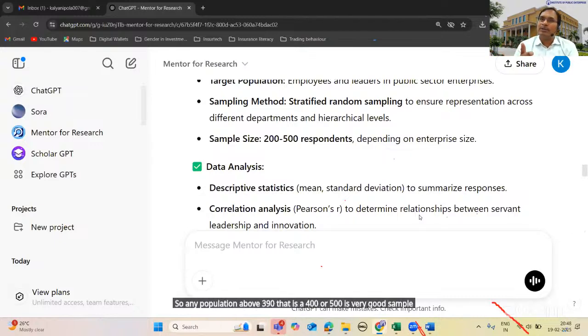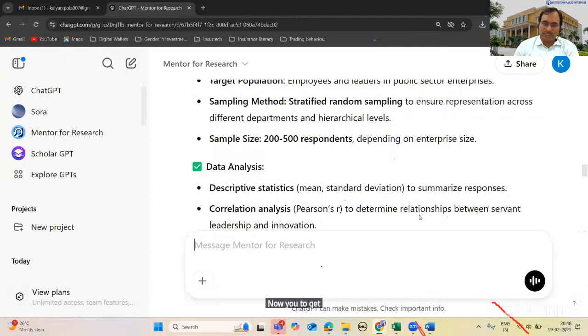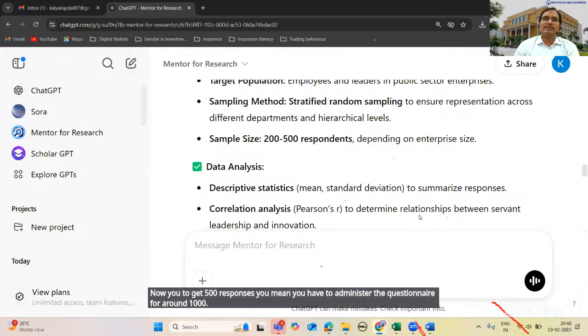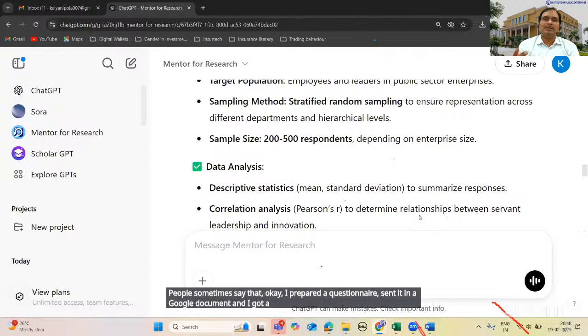And when I'm talking about this sample, it's the respondents, not the number of questionnaires that you administer. To get 500 responses, you have to administer the questionnaire to around 1,000. People sometimes say, I prepared a questionnaire, sent it in a Google document and I got responses. No, that is not enough, because how many people you sent it to and how many responses you got matters. So your response rate is also important.